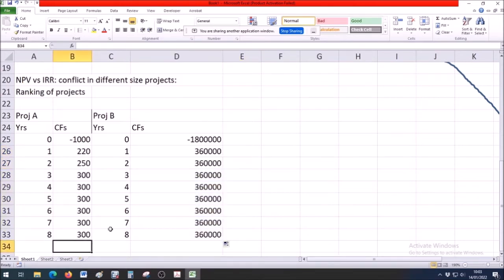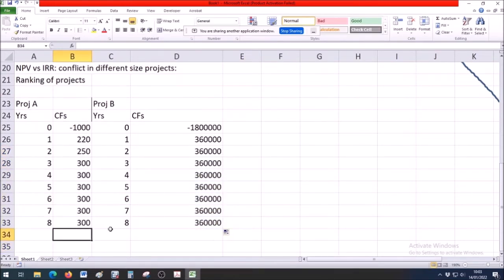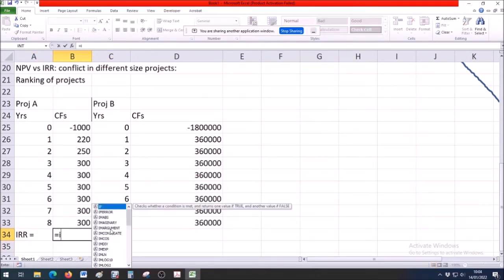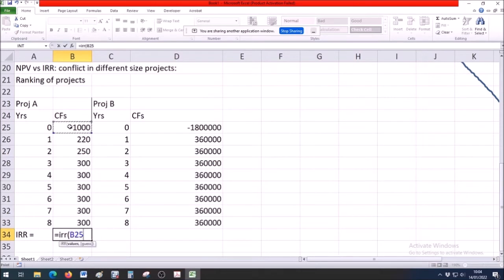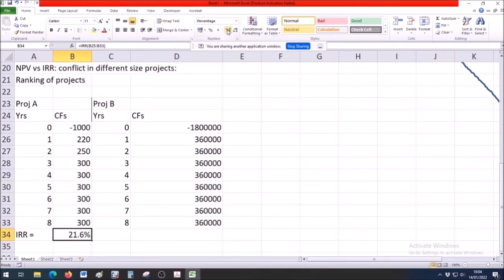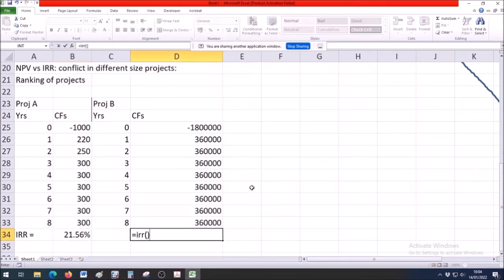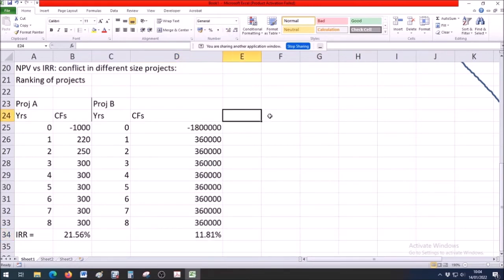Let's calculate IRR for both of these projects. IRR equals, open the brackets, and just enter the numbers. Bam. Woohoo! That sounds great. That's like 21.6%. Great. Let's find the IRR for this project. Equals IRR, open the brackets, put the numbers there. It's only 12%, even less. So bad.